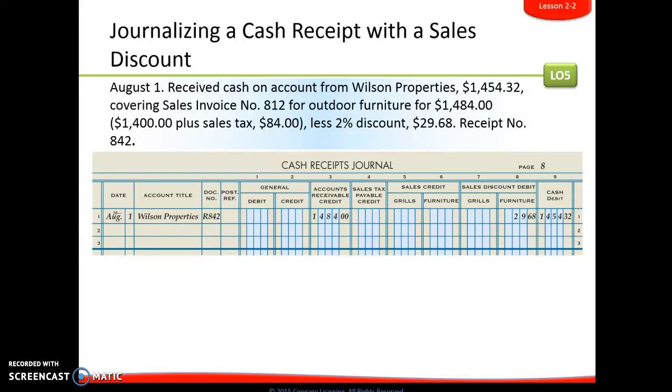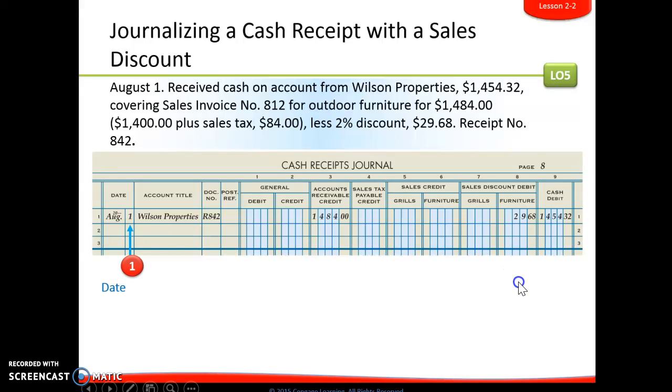Okay, and then the last thing: when we look, our accounts receivable credit and our cash debit don't equal. So the last thing we need to do is put in that discount amount. That 2% discount came to $29.68. Now, notice we have two different types of departments. We have grills and we have furniture. So we need to put that as a sales discount to our furniture account.